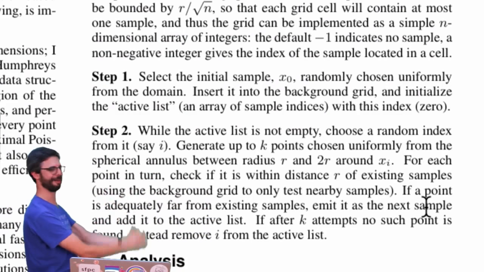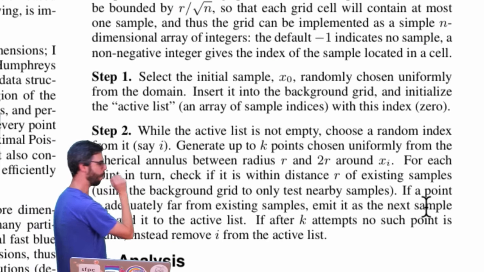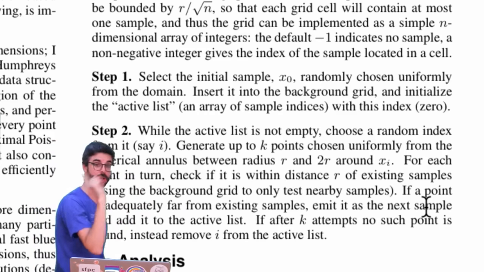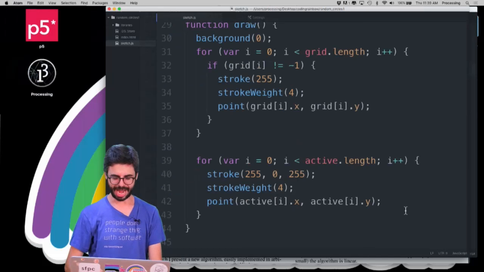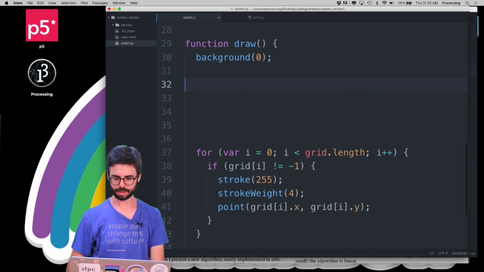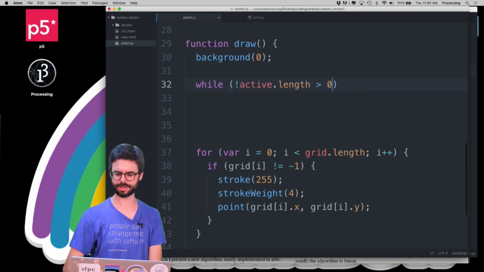This is the tofu of the algorithm, right? This is where the main stuff is happening. While the active list is not empty, choose a random index from it. OK, let's start with that. So I have to say down here, let's put step 2 at the beginning of draw. And I'm going to say while active.length is greater than 0. That's saying as long as it's not empty.